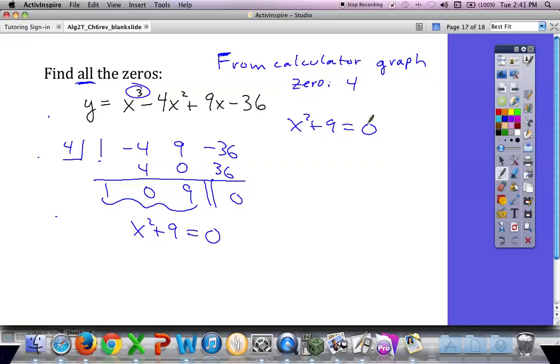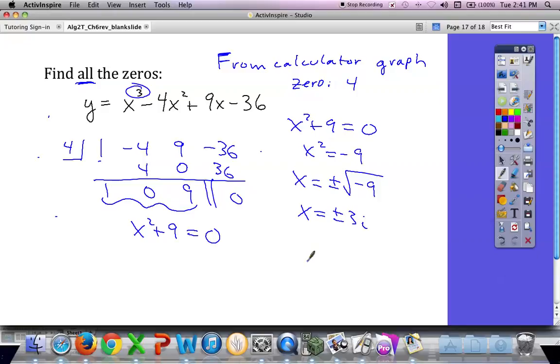Solve. Subtract 9. Take the square root. X equals plus or minus the square root of negative 9. And the square root of negative 9 is 3i, right? The negative comes out as an i. The square root of 9 we know. Plus or minus 3i. Don't forget the plus or minus, because there's got to be 2 more coming out of this.